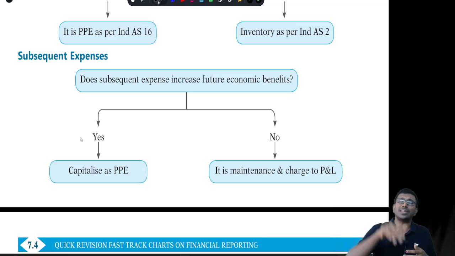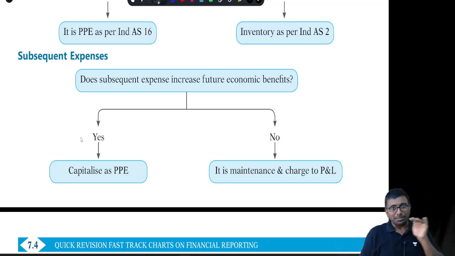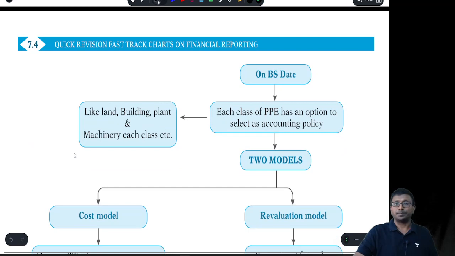like when I painted my existing building, there is no benefit. Normal servicing of a machine, or my vehicle, my car, I took it for servicing. Does it give future economic benefits? It won't give additional economic benefits. It will maintain what it was giving. A repair or maintenance, the name itself says maintenance. It maintains the same level that you were earlier getting. That's why it should be charged to P&L.